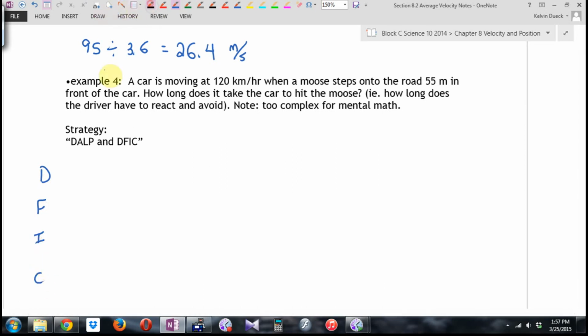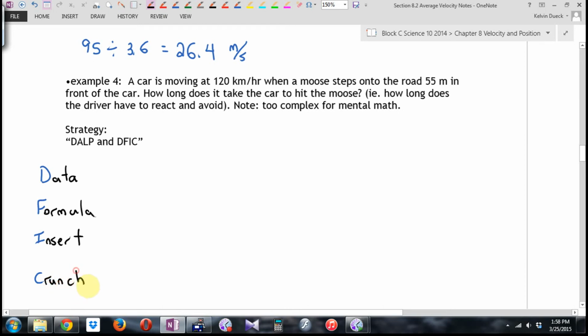It stands for: list your data, write down what you're being asked to find and what they told you. Find a formula. I used it last year in the electricity, and it worked well. Insert the numbers, insert the data into the formula. And calculate, or I just say crunch the answer. When in doubt, DALP and DFIC.